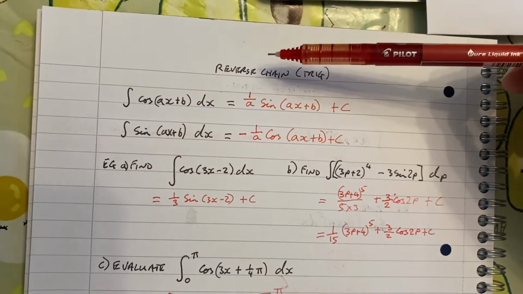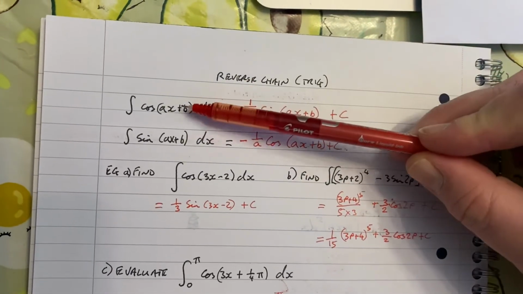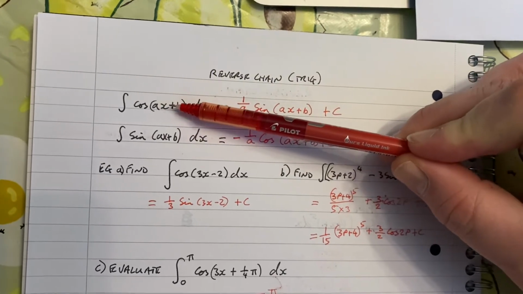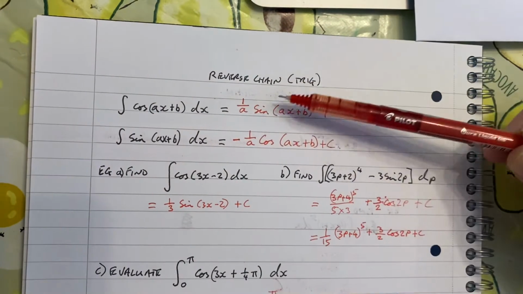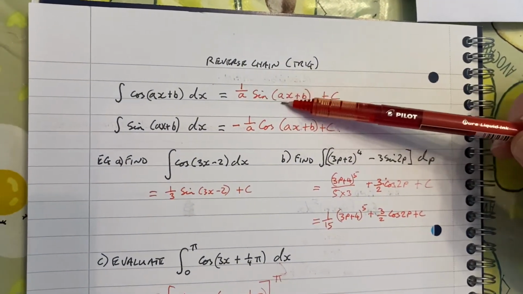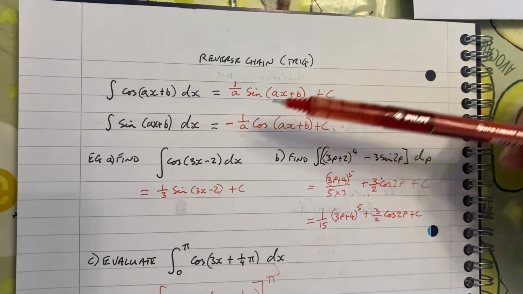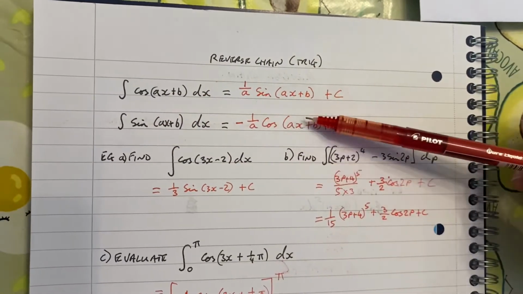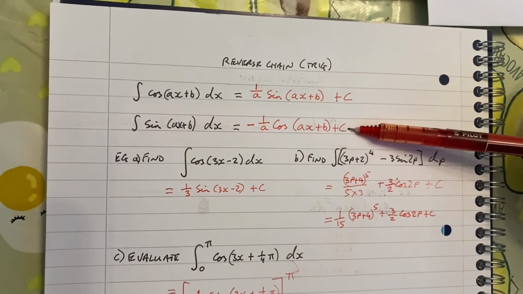Okay, we looked at reverse chain last week. We're going to look at reverse chain with trig this week. So this time, again, these are both on the formula sheet. So the integral of cos(ax + b) dx goes to sine(ax + b), but we've got to divide by the number in front of the x, which we've done previously, and don't forget your plus c. So sine, we knew cos went to sine, sine goes to negative cos, and again we've got to divide by the number in front of the x, don't forget your plus c.